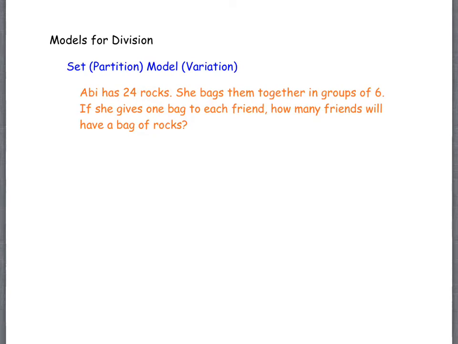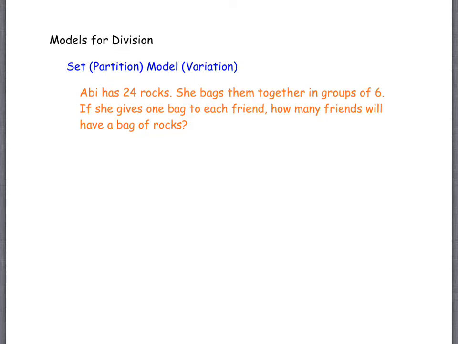So again, Abby has 24 rocks. She bags them together in groups of 6. She gives the bag to each friend. How many friends get a bag of rocks? What's different in this model? They start off with more rocks. Okay, so whoever gets the rocks is going to get more.